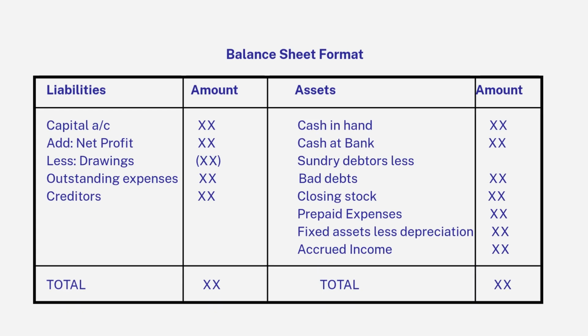In balance sheet format, liabilities are written in left side, and assets are written in right side of the table. Here we can see liabilities include capital after adding net profit and deducting drawings from it. This side includes all the debts and financial obligations of the business. The asset side includes all the current and non-current assets, and for fixed assets, the amount of depreciation is always deducted. It also includes closing stock. Total of debit side is always equal to credit side total.